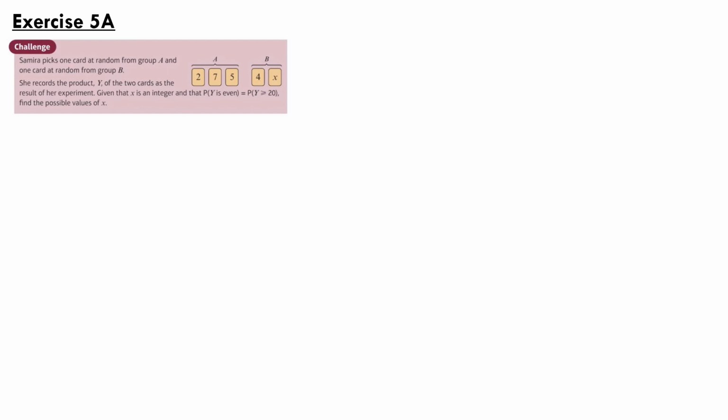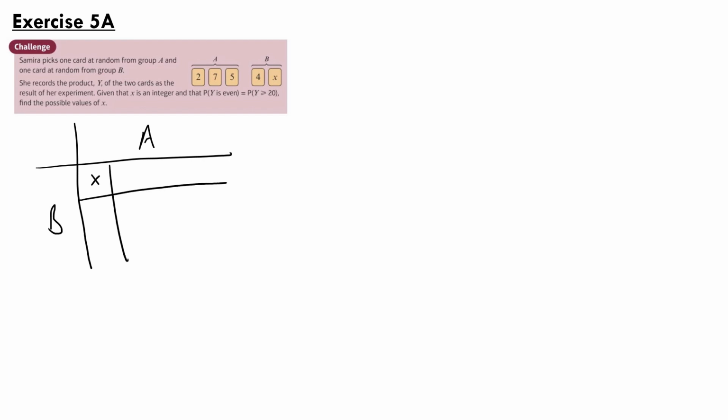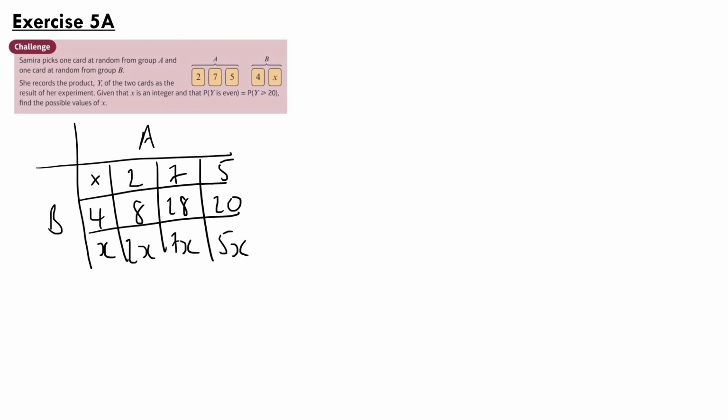So we can start by drawing a table of the possible outcomes. If we have A at the top here and B down the side, and we're multiplying. The possible cards we can pick for A are 2, 7 and 5, and for B they are 4 and x. So filling in this table, we get 8, 28, 20, we have 2x, 7x and 5x.